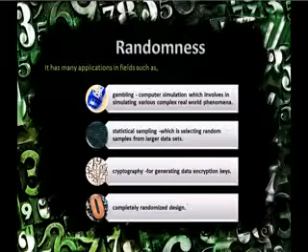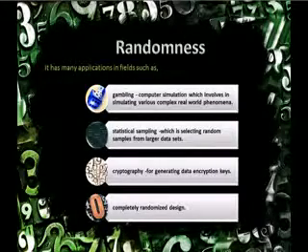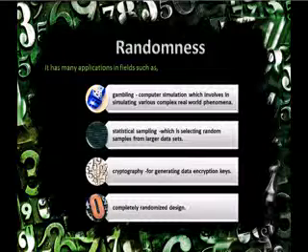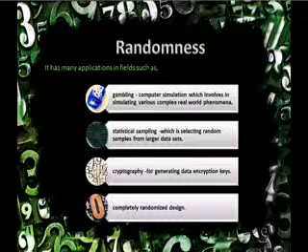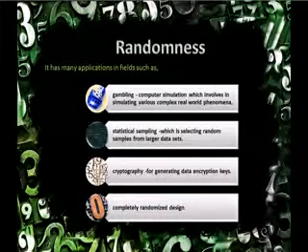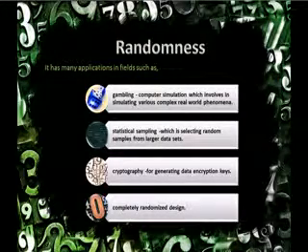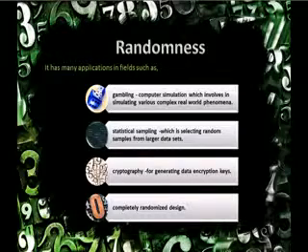First of all, let's try to understand what randomness is. Randomness in computer science is a very useful concept. It has many applications in fields such as gambling, computer simulations, which involve simulating various complex real-world phenomena, statistical sampling, which is selecting random samples from larger datasets, cryptography for generating data encryption keys, completely randomized design, and many other areas where random output is useful in producing an unpredictable result.